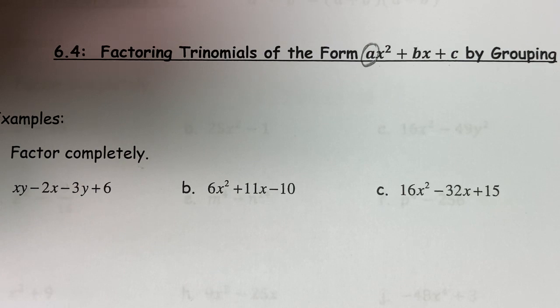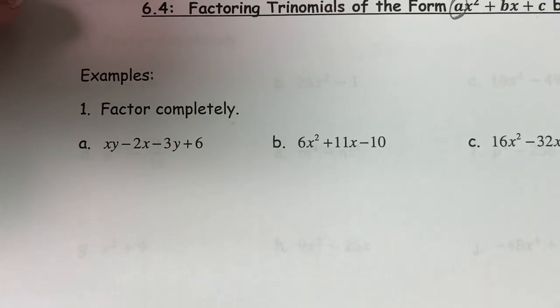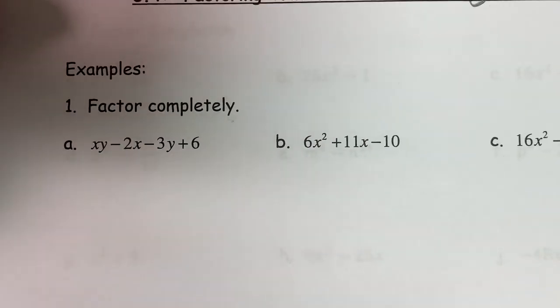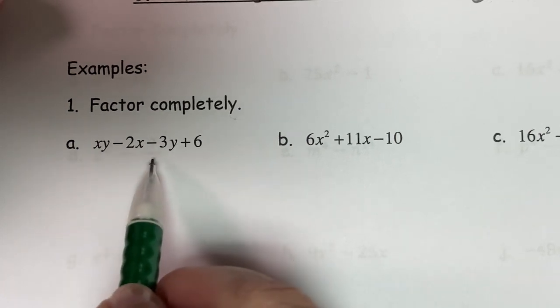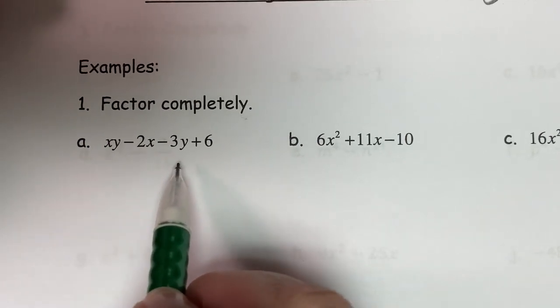Okay, so that's why I'm choosing to do it first. I think they're in the wrong order in the book. So let's just really quickly review how we did the grouping. We did this back in 6-1.